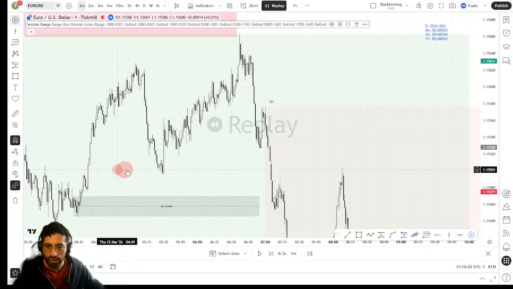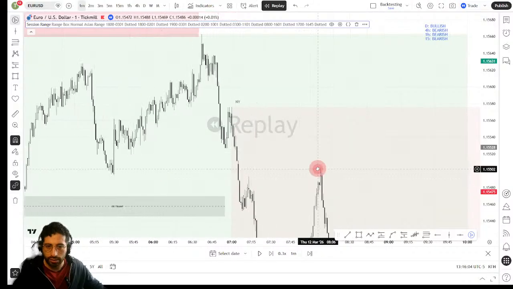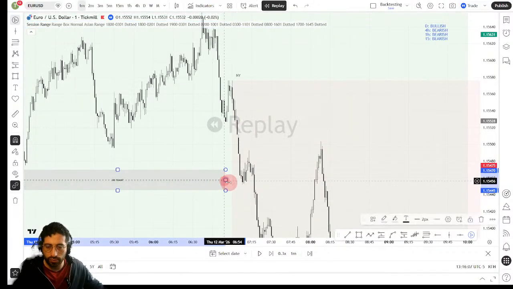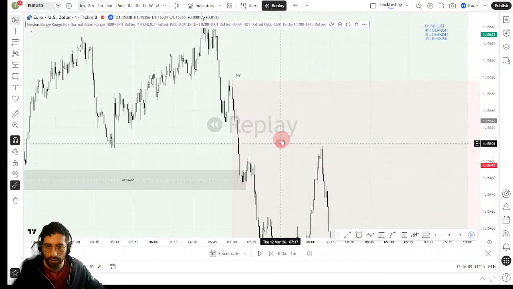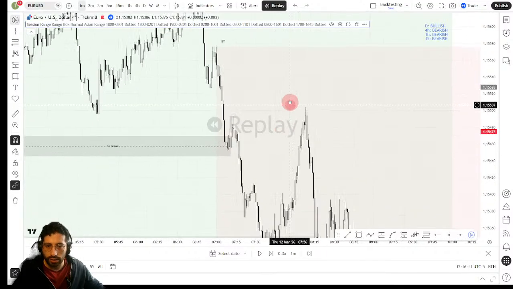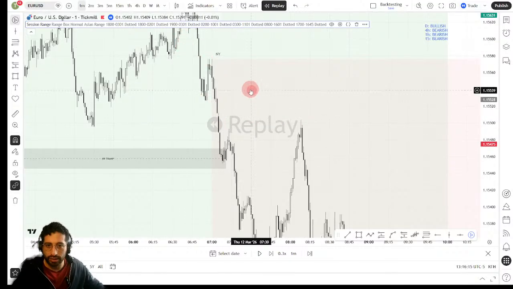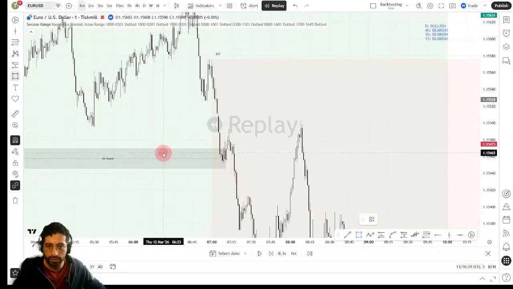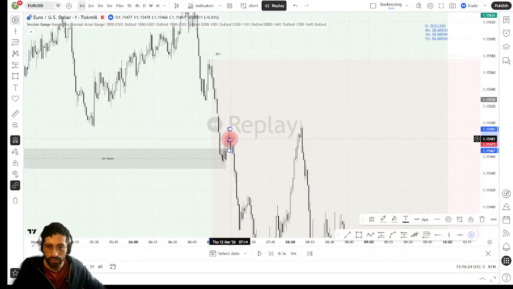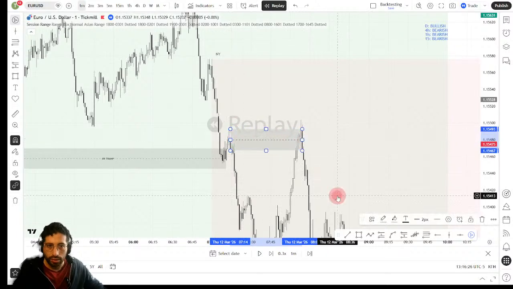This range has been broken with the body of the candle, and then what I would look for after this would be that here it will be difficult, to be honest. It's not a very clear range. So this is what I would have done. I would have marked this order block here.